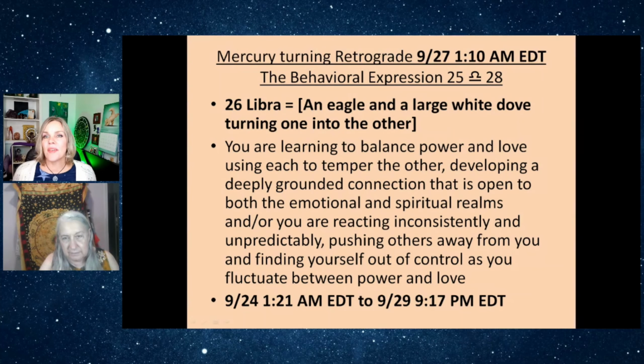Yeah, the perfect image of an eagle and a white dove turning into each other. I mean, that description, I love it. That's great. And this is going to be going on for over 5 days. For 5 days and about 20 hours, almost 6 days, we're going to be in 25 Libra dealing with this energy. This is the behavioral expression. So this is a time to really be on guard.